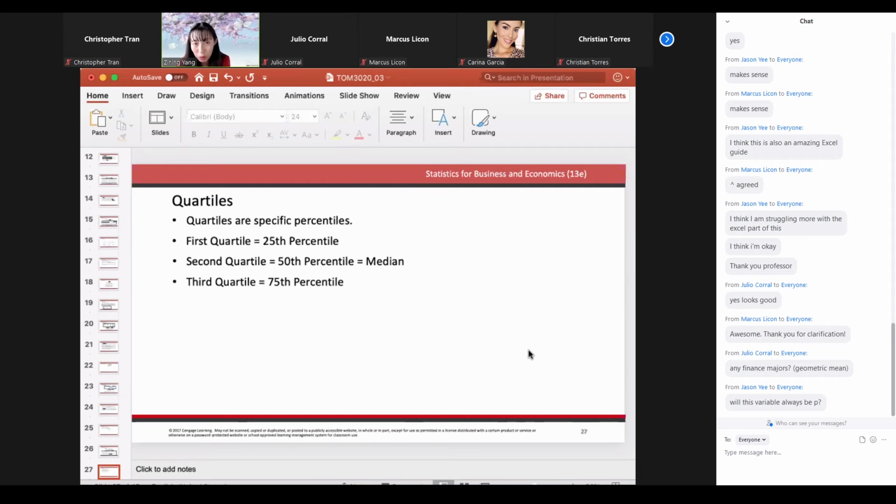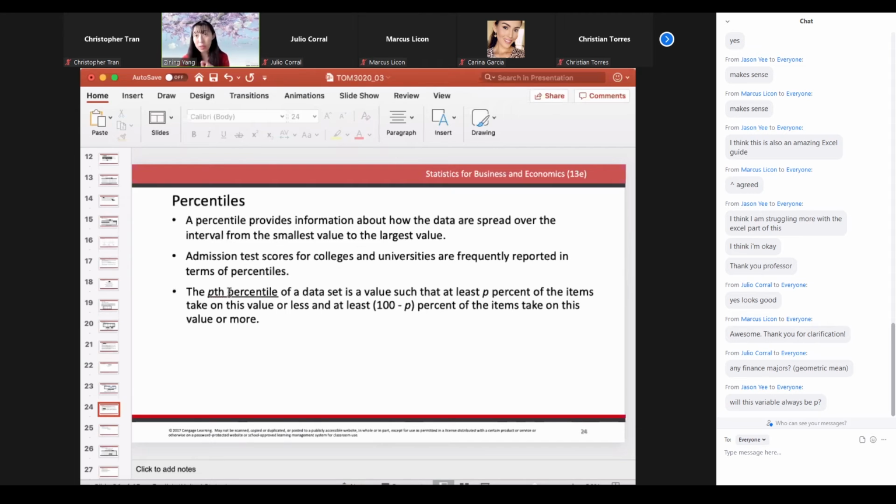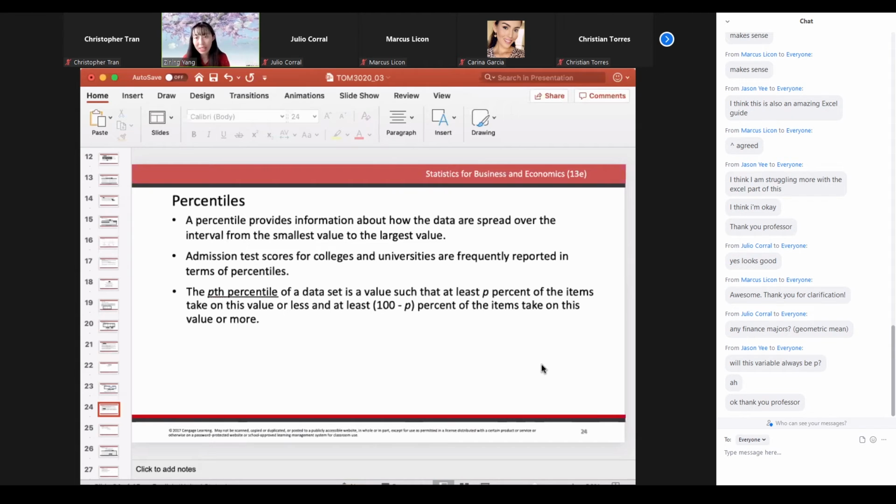Thank you for asking. Here, the P is the notation for what percentile. So it's not strictly a variable, it's just what percentile. It may be like the 90th percentile. Okay, perfect. So that's percentile and quartile.